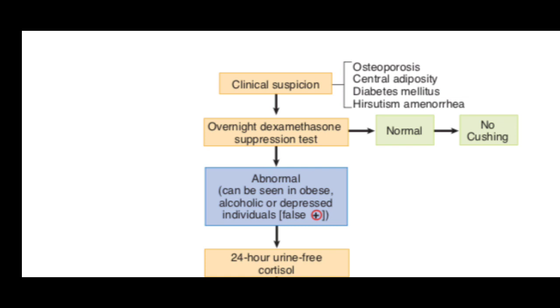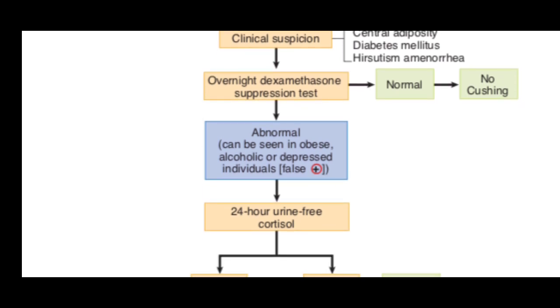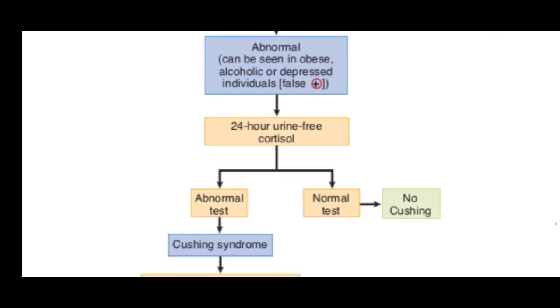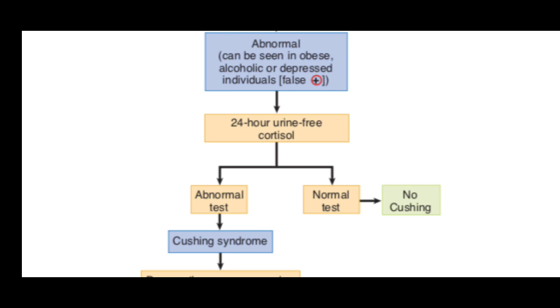If there is an abnormal dexamethasone suppression test, it can be seen in an obese, alcoholic, or depressed individual, which is called a false positive. If it is positive, that means an abnormal dexamethasone suppression test, then check 24-hour urinary free cortisol. If there is no alteration of 24-hour urinary cortisol, that is a normal test, that means no Cushing syndrome, and the test is a false positive. If it is an abnormal test, that is, cortisol is raised, this is Cushing syndrome.